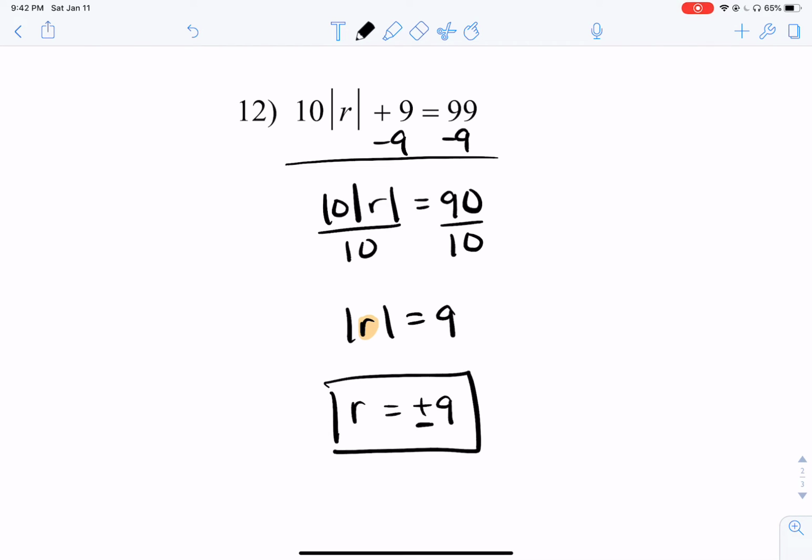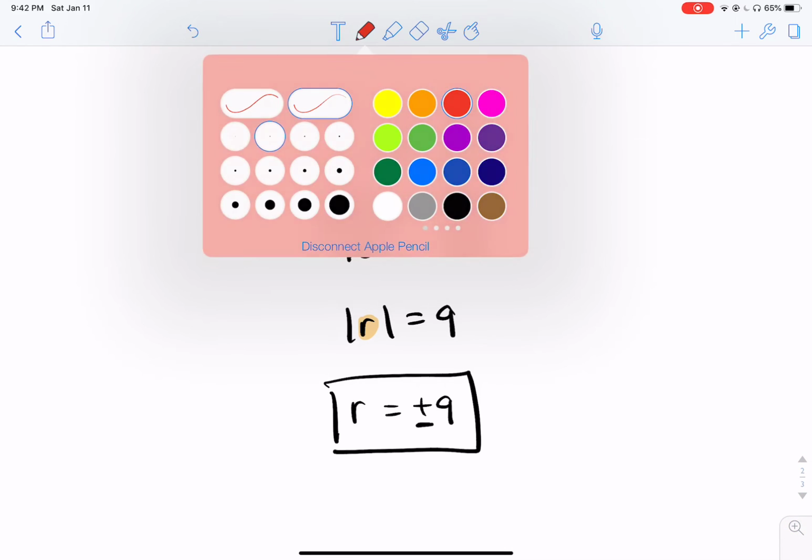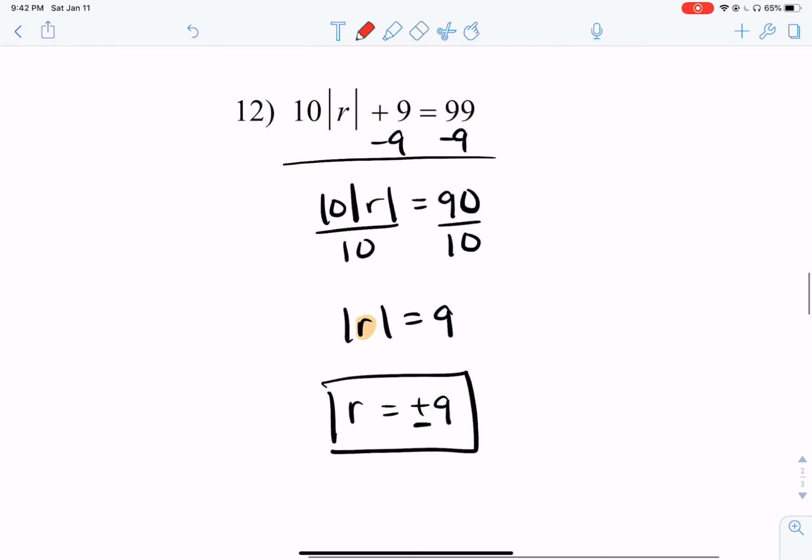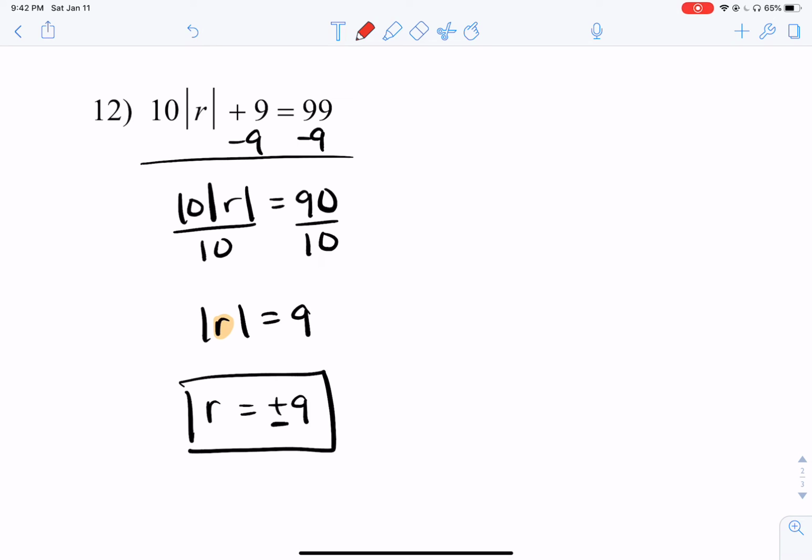Now, the proper way of checking your answers, of course, which I'm going to do right now for at least this one example, is to plug this answer in right there and check that it equals 99. This is something that you will want to do when you're taking a quiz, to verify that you actually do have the correct answer.